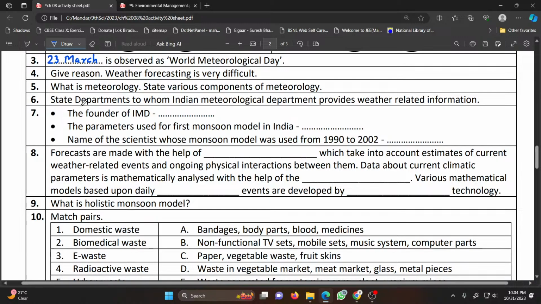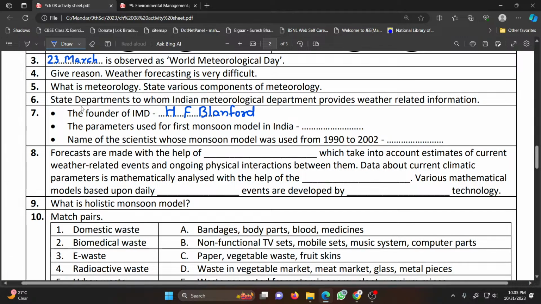Who was the founder of IMD? This is the question. And the founder of IMD was H.F. Blandford. H.F. Blandford was the founder.